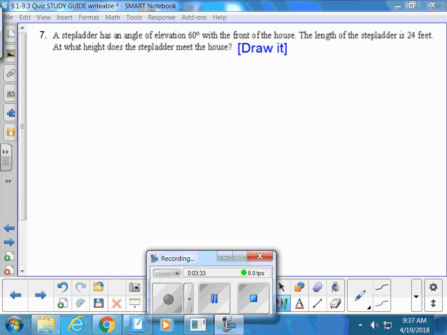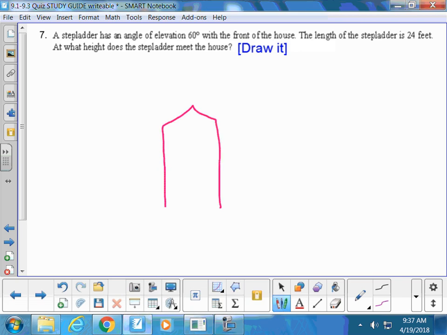All right, a stepladder has an angle of elevation of 60 degrees with the front of a house. They do say they want us to draw this, so let's go ahead and draw it. So I have my house here. Here's my ladder coming up. The angle of elevation would be 60. That's going to be right here. Angle of elevation is always with the ground. Angle of depression would be up there. The length of the stepladder is 24 feet, so my 24 looks like it's my hypotenuse.